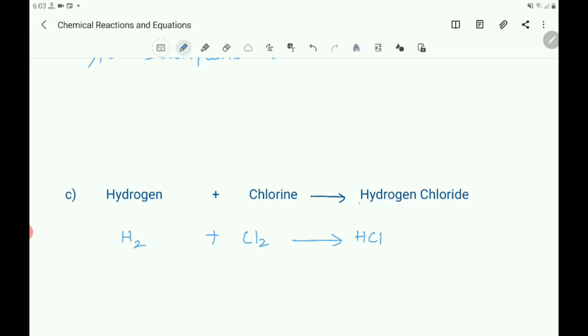Hydrochloric acid. Hydrogen chloride is nothing but hydrochloric acid. Count the number of atoms, and check whether the equation is balanced or not. If it is not balanced, we have to balance it.